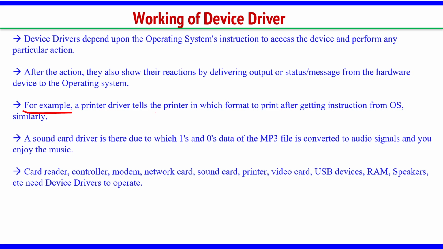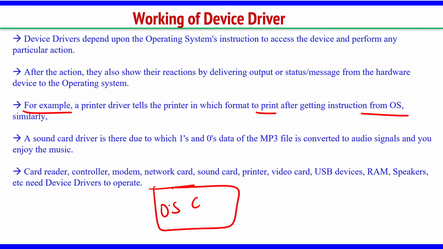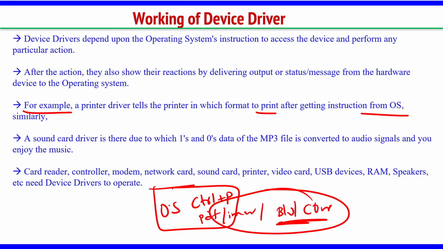A printer driver tells the printer in which format to print after getting instructions from the operating system. From my laptop, using the operating system, I press Control P on a document and choose the format, PDF or maybe image, or maybe black and white or color print. I am choosing some options. When I choose these options, the device driver is telling the hardware printer how to print it.